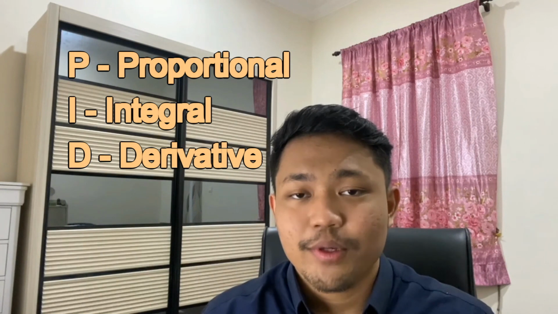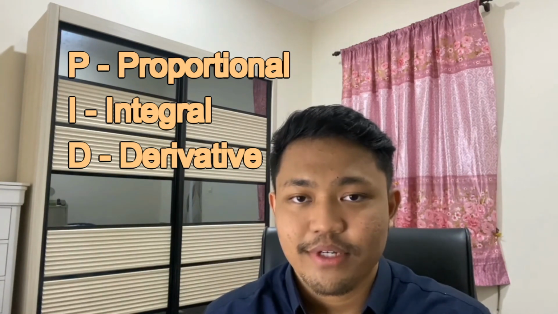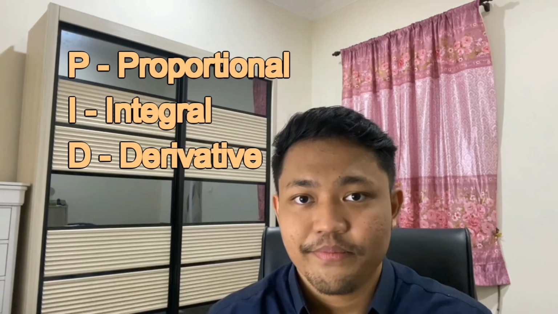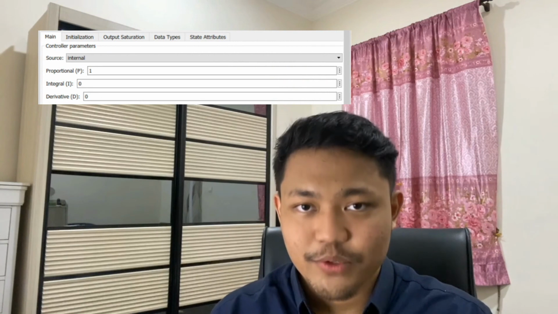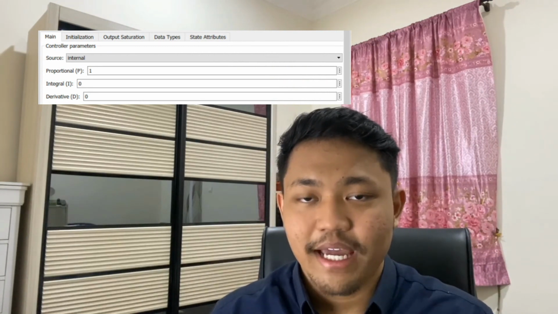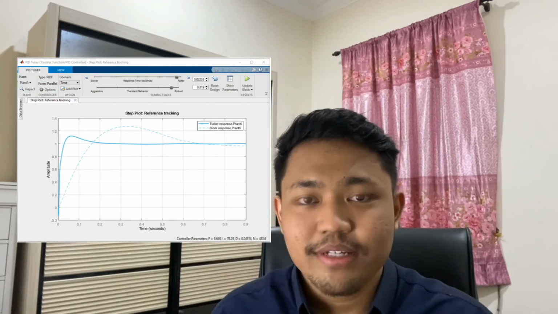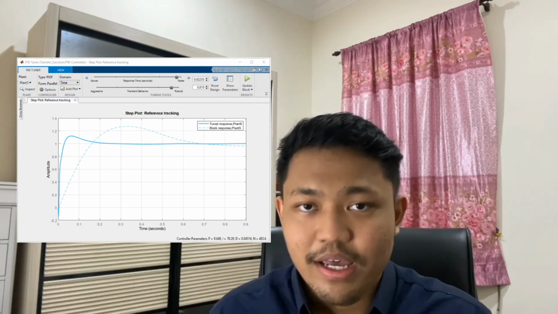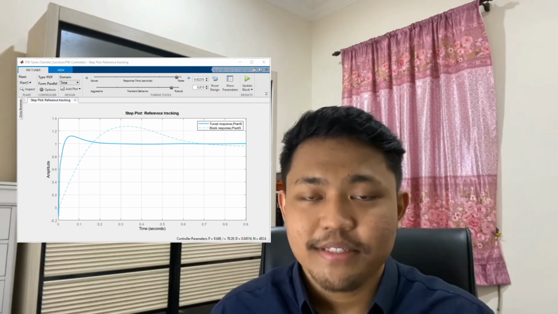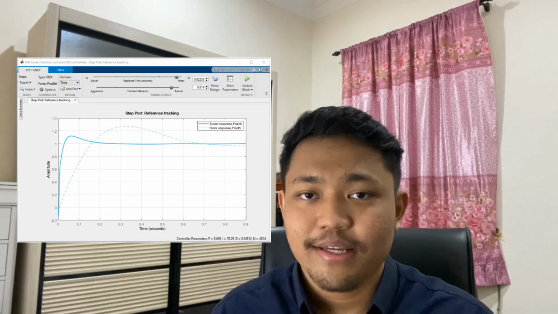Finally, we're introducing the PID controller into the system. So what does PID stand for? P stands for proportional, I stands for integral, and D stands for derivative. We are using the initial condition 1, 0, 0, which is 1 for proportional and 0 for both integral and derivative. As we can see from the graph, the dotted line represents the system before PID was introduced. Meanwhile, the solid line graph represents the system after PID was introduced.